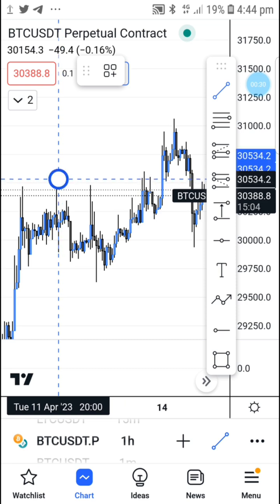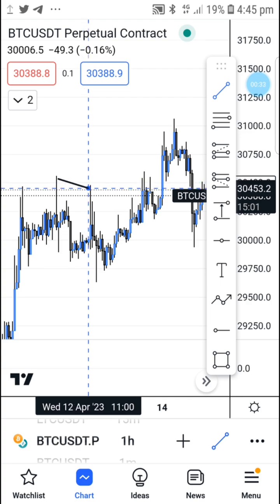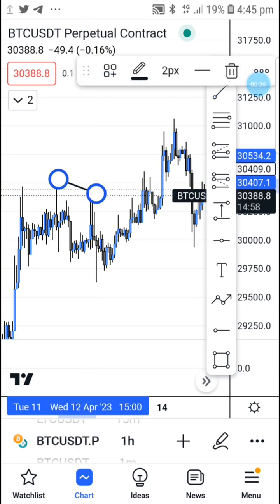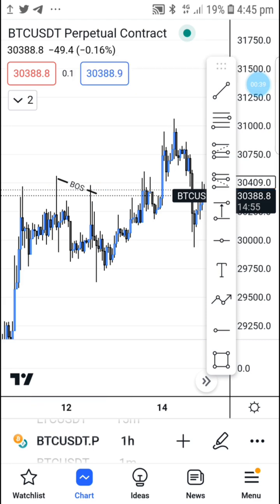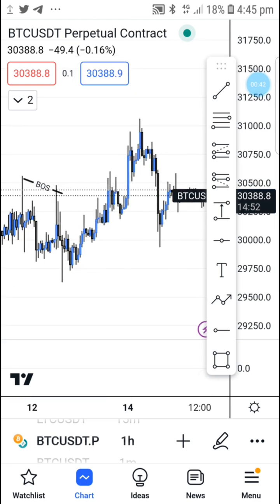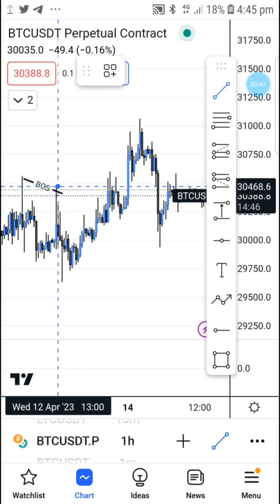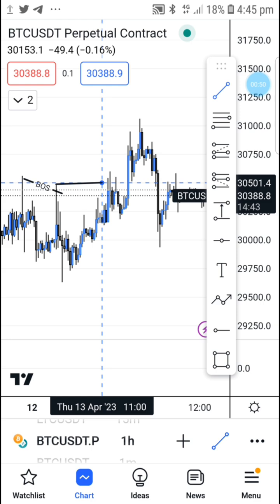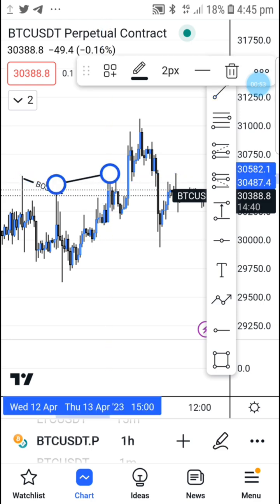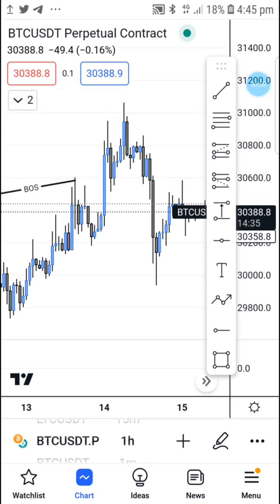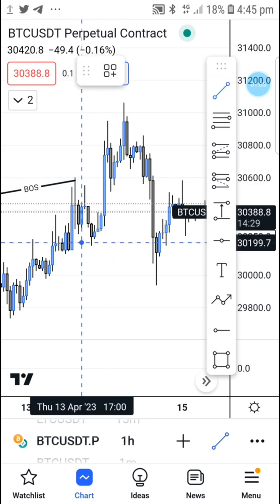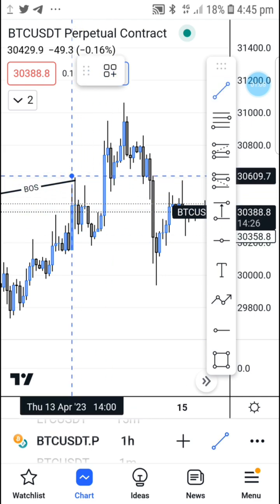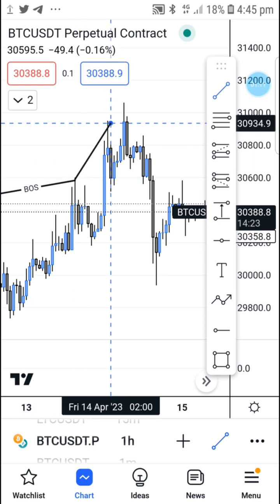From here to here is BOS, break of structure. From this place to this place, also it's a break of structure, because it went higher than the previous one. BOS, yes, it keeps creating new higher highs, so that's how to understand break of structure on an uptrend. Don't forget I'm in a 1 hour time frame, and now break of structure happened around this spot.